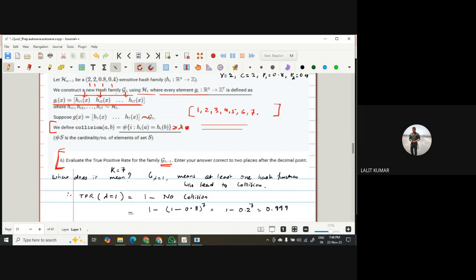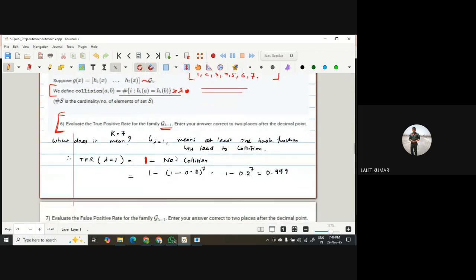So this is nothing. TPR lambda is equal to 1. It means that no collision has taken place and we subtract that from 1. So no collision will take place. It means 1 minus P1 is the probability of no collision. Collision has not taken place, so (1 minus P1) to power 7, which is the value of K, and we subtract from 1, so we get the TPR. Is this okay?